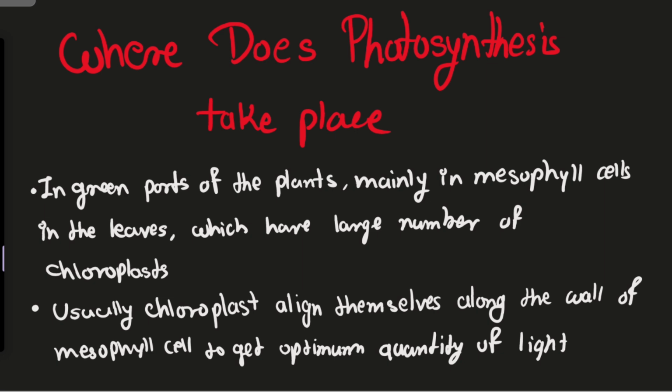Now, where does photosynthesis take place? In green plants, mainly in mesophyll cells in the leaves, which have a large number of chloroplasts. Usually, chloroplasts align themselves along the wall of mesophyll cells to get an optimum quantity of light.